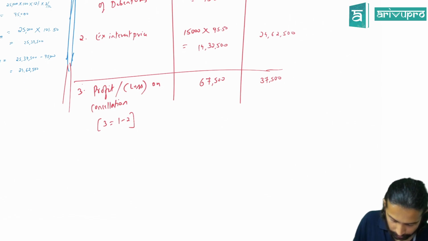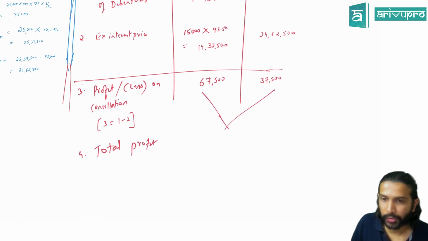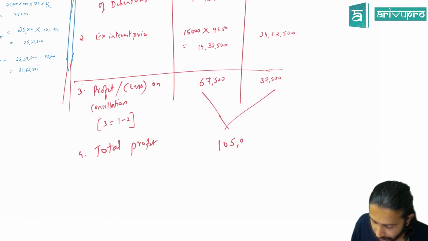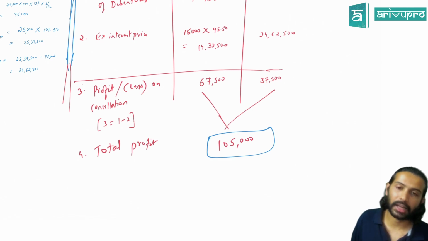What is the total profit? Total profit is, first time they made a profit of 67,500. Next time they made a profit of 37,500. So 67,500 plus 37,500 gives you a profit of 1,05,000. So this is the total profit the company made on cancellation.